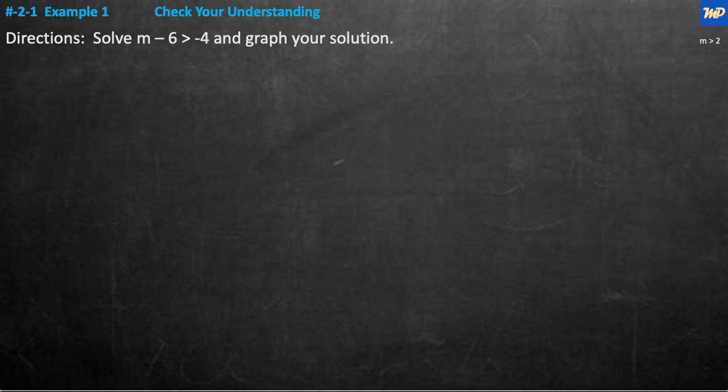What is the problem? Solve m minus 6 is greater than negative 4. M minus 6 is greater than negative 4. And then graph your solution. Okay, go ahead. I'll wait till you come back.